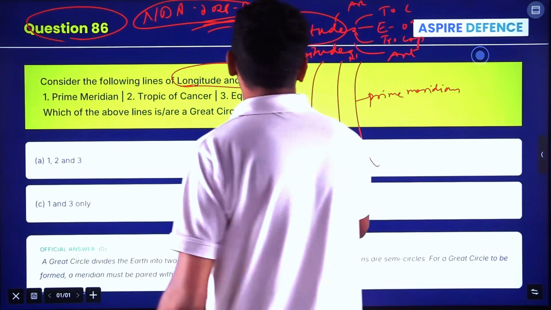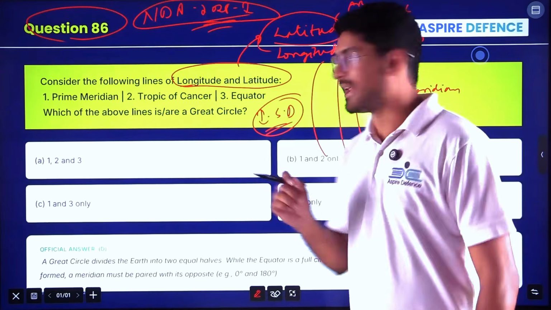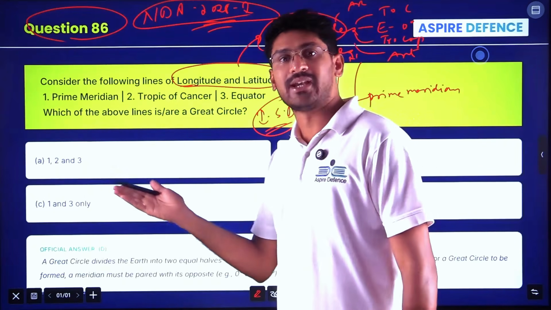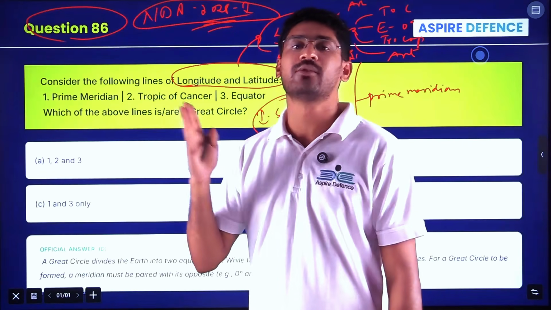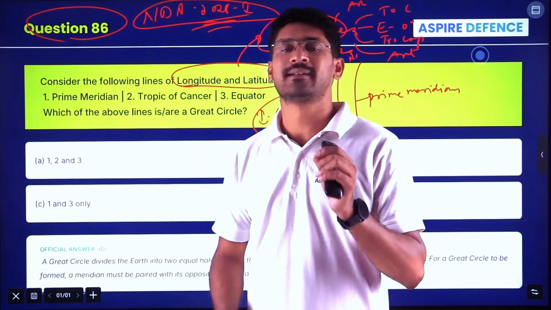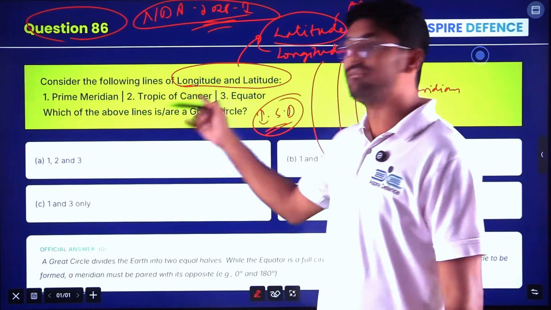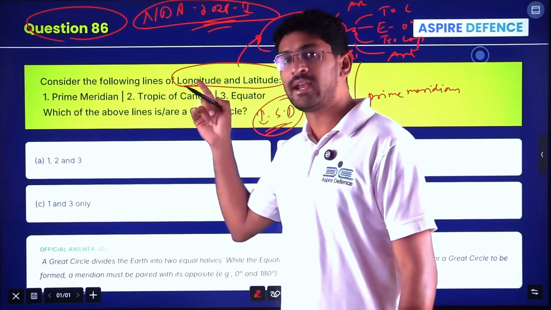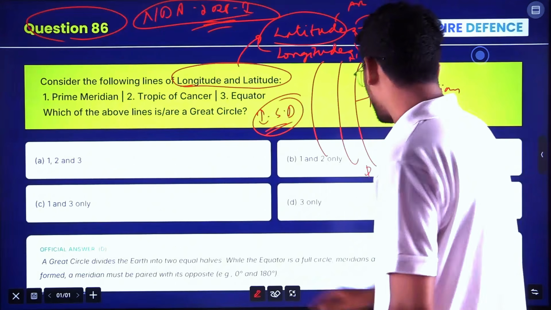We have IST, Indian Standard Time. Please tell in the comment section which is the Indian Standard Line, what degree, and is it to the east or to the west? How many lines of latitudes are there? How many lines of longitudes are there? All these are in your 11th and 12th standard geography books. You have to revise this part because 1 or 2 questions will come every year, every NDA cycle, through these topics. So we'll see this question now.